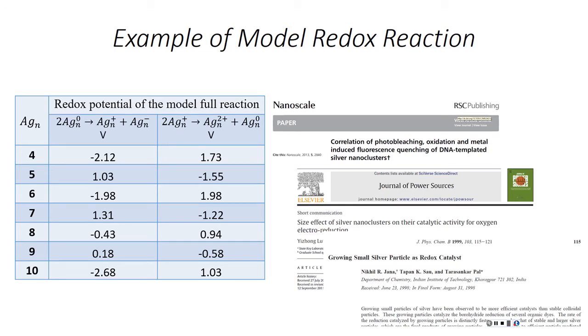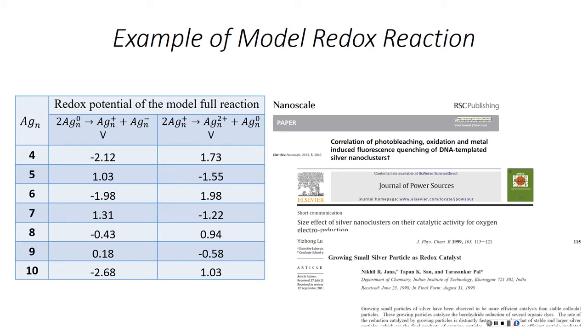So that's why I considered two overall reactions as model reactions. Suppose the whole system is a neutral silver cluster, and then by a redox reaction it forms silver plus and silver minus. Then I calculate the redox potential. This is not reduction, this is redox potential, the net potential. It is the sum of both half reactions, oxidation and reduction together. So it's a redox net potential, not only one reaction.